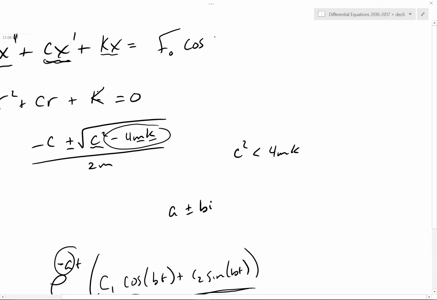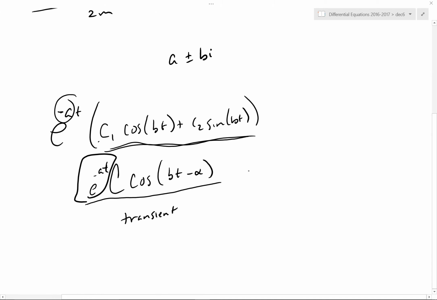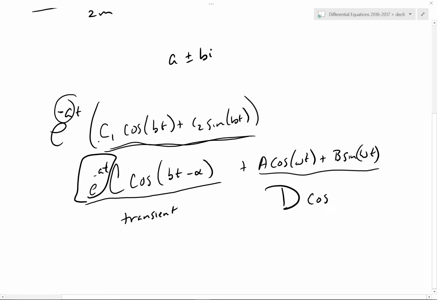cosine of omega t or whatever, then we know that there's going to be plus some a cosine of omega t plus some b sine of omega t, right? And of course, these two terms could be rewritten as some big D cosine of something like this, yes?